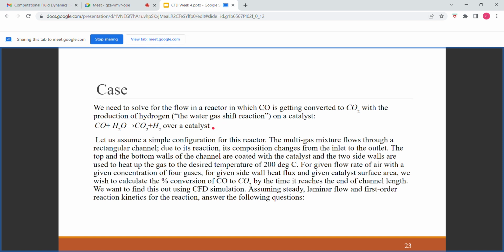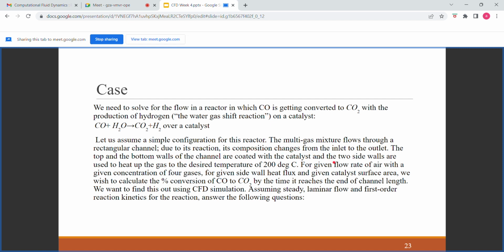Let us assume a simple configuration for this reactor. The multi-gas mixture flows through a rectangular channel. Due to the reaction, its composition changes from inlet to outlet. The top and bottom walls are coated with the catalyst, and the two side walls are used to heat up the gas to the desired temperature of 200 degrees Celsius.